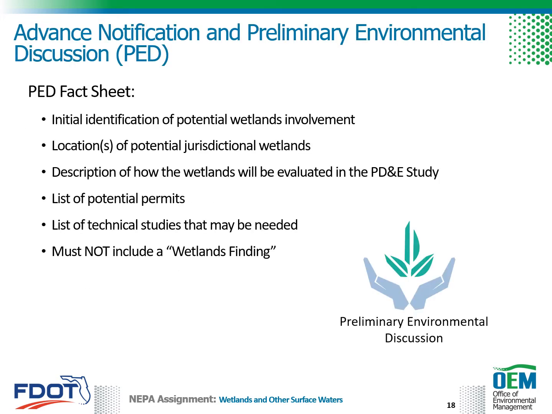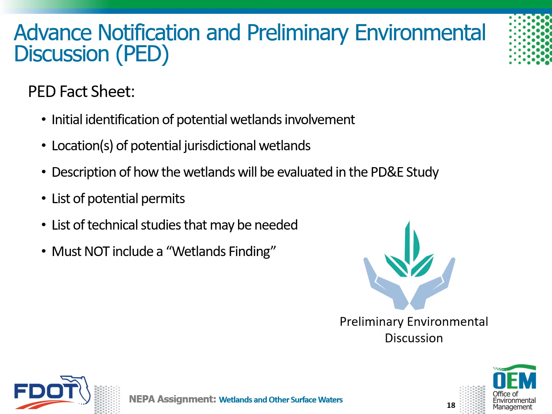During the planning phase, wetland information is included in the Preliminary Environmental Discussion, or PED, section of the Advance Notification Fact Sheet and includes the district's initial identification of potential involvement with wetland resources within the project. The PED should also identify the location of potential jurisdictional wetlands as defined by FDEP, the Water Management District, and/or the Corps, and provide a description of how the wetlands will be evaluated in the PD&E study. The fact sheet may also include a list of permits that may be required and a list of technical studies that may be needed.